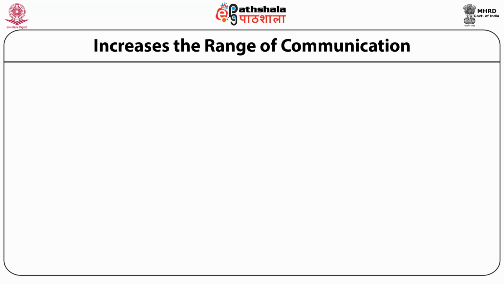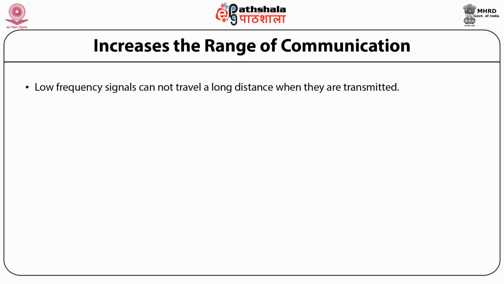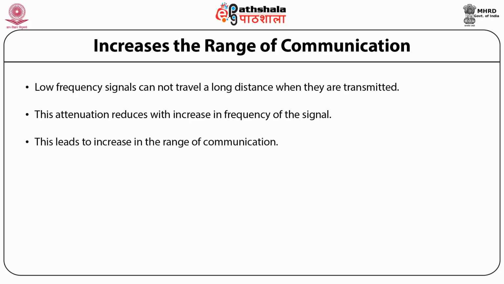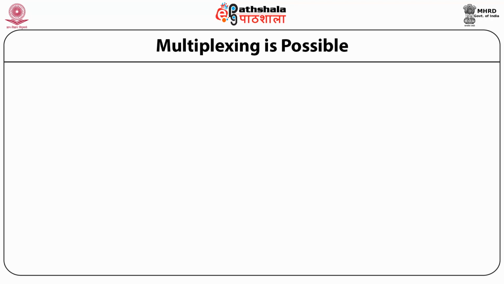The next reason for the need of modulation is that it increases the range of communication. Low frequency signals cannot travel a long distance when they are transmitted. This attenuation reduces with increase in the frequency of the signal. This leads to an increase in the range of communication. Hence, modulation increases the range of communication.